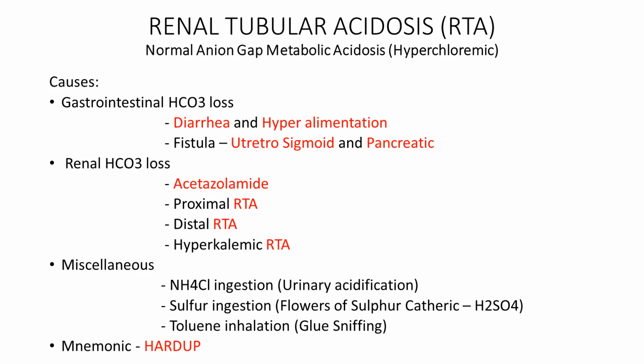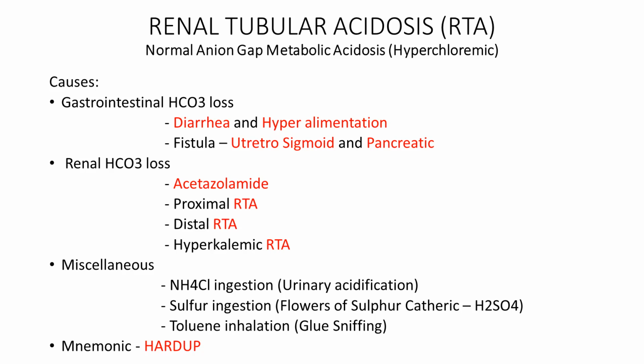And then there are miscellaneous rare causes like ammonium chloride ingestion, which is usually given in patients of urinary tract infection to acidify urine, sulfur ingestion, flowers of sulfur, hydrogen sulfide, and toluene inhalation, glue sniffing, which is common among the poor masses of the country, that can also lead to renal tubular acidosis.